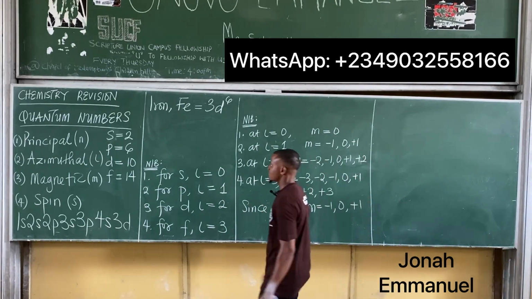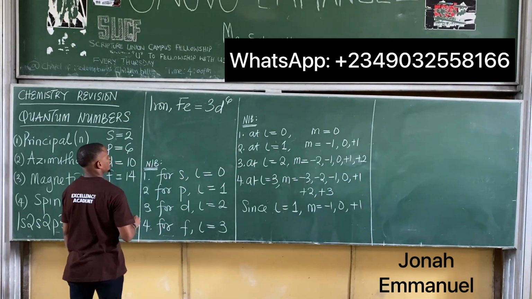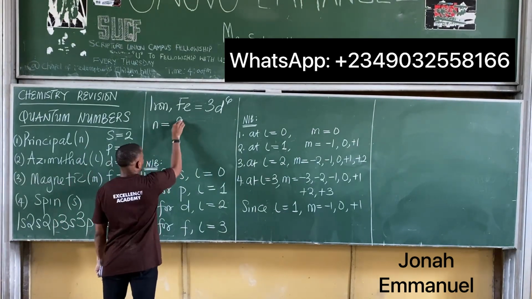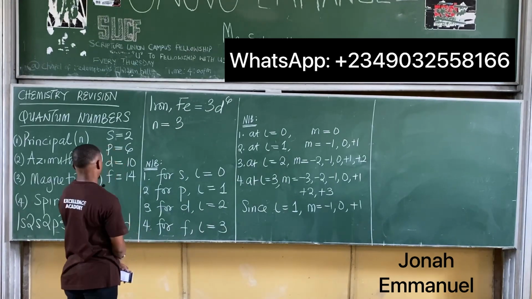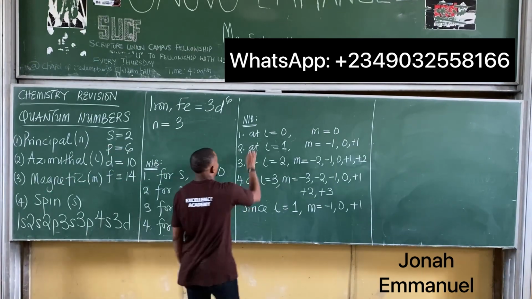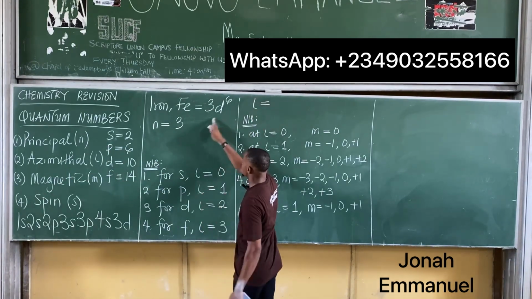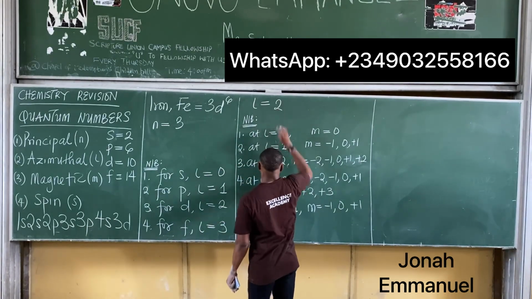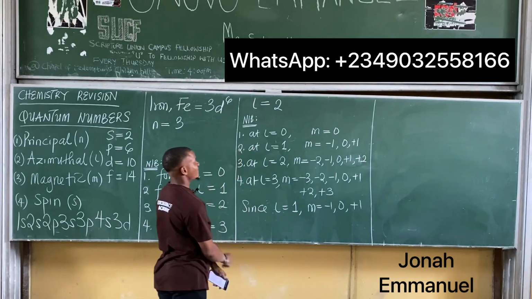Please, first things first. For this one here, what's the principal? N is equal to what there? 3. I'm done with this. Number 2, what's the azimuthal? L is equal to, for d, what's L? So it's equal to 2. I've gotten to that. Next up, let's get magnetic.